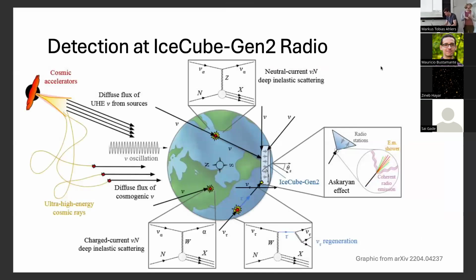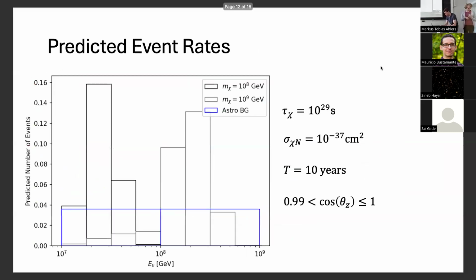So how are we detecting this? This is geared towards the radio detection at the IceCube Gen 2 detector, which aims to install a radio array for detection of radio waves produced by the Askaryan effect, which is when a particle moves through a dense dielectric at speeds higher than the phase speed of light. It produces radiation and loses energy, which the radio array at IceCube Gen 2 should be able to detect. And yes, that's how we are going to detect it.